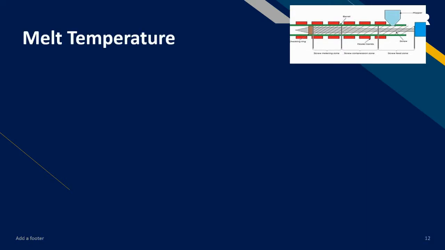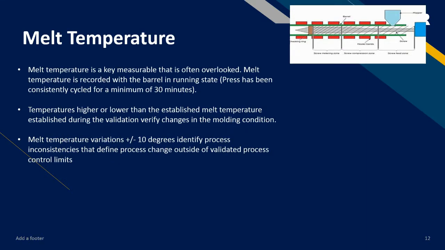Let's talk about melt temperature. Melt temperature is a key measurable that's often overlooked. Melt temperature is recorded with the barrel in a running state, meaning that the press has been consistently cycled for a minimum of 30 minutes. Temperatures higher or lower than the established melt temperature established during the validation verify changes in a molding condition.